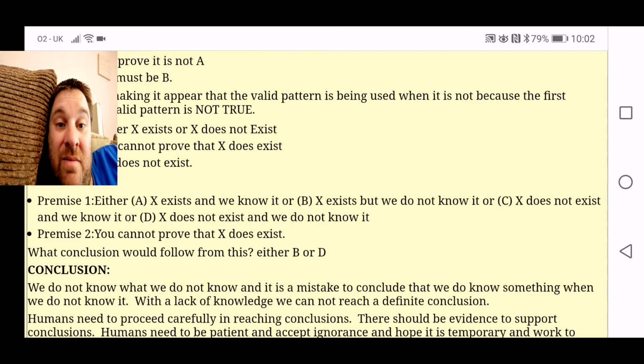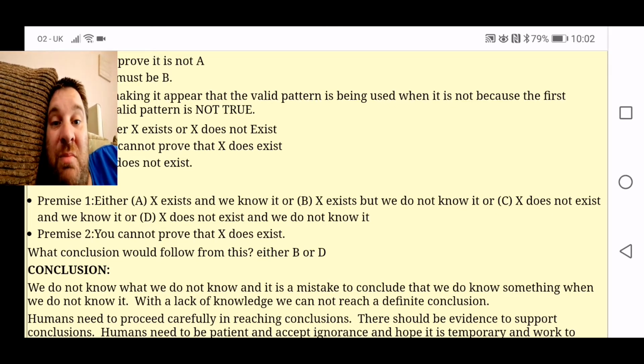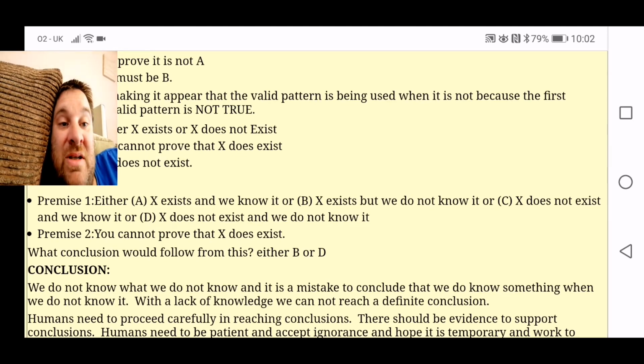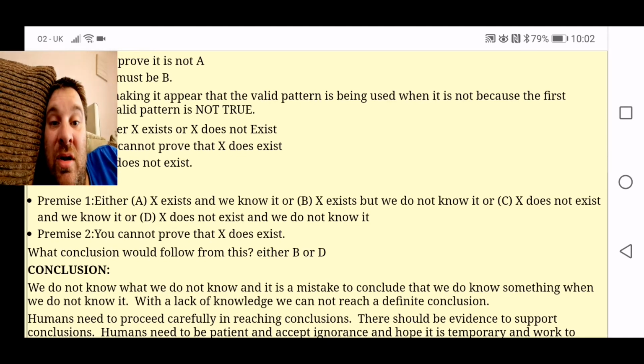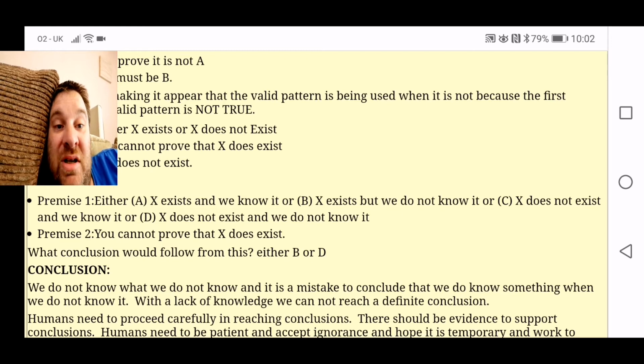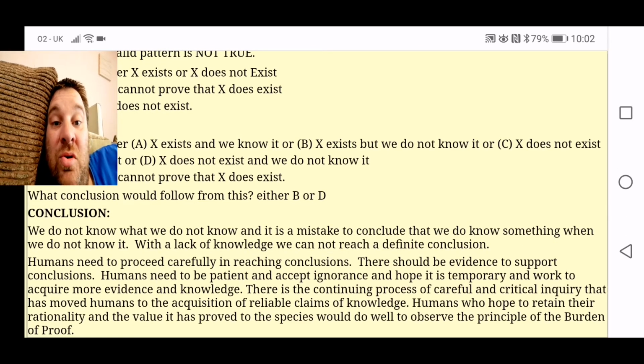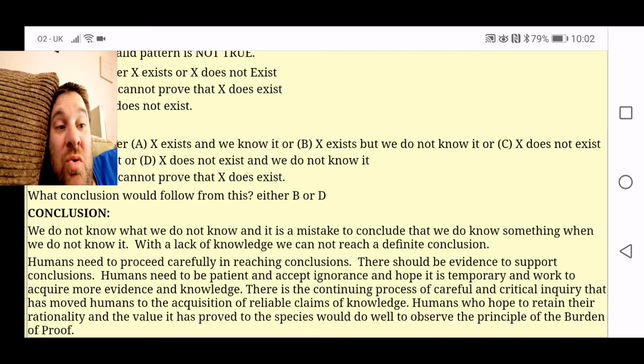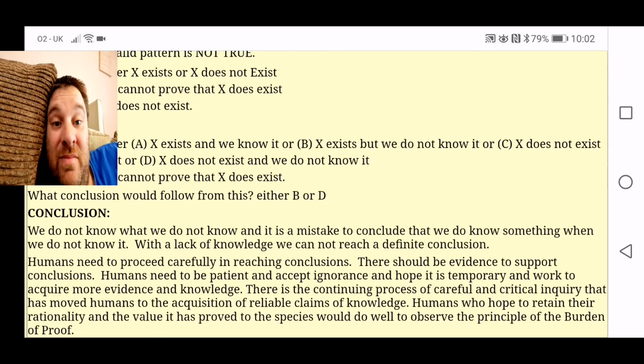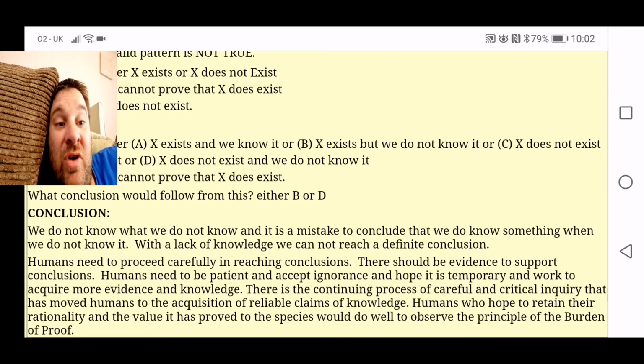Either B or D. So the conclusion from that would be either the globe exists but we do not know it, or the globe does not exist and we do not know it. Conclusion: we do not know what we do not know, and it is a mistake to conclude that we do know something when we do not know it. With a lack of knowledge, we cannot reach a definite conclusion.